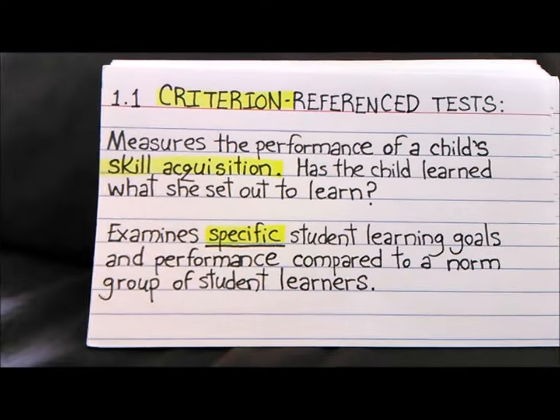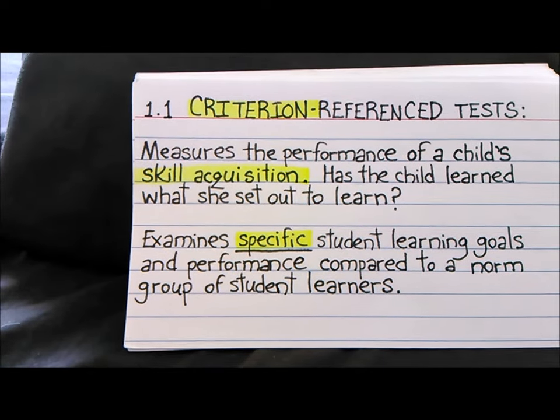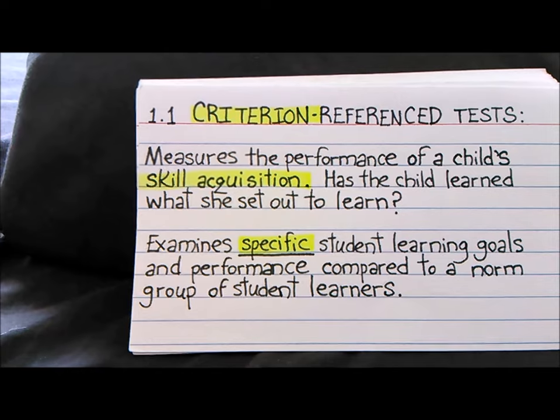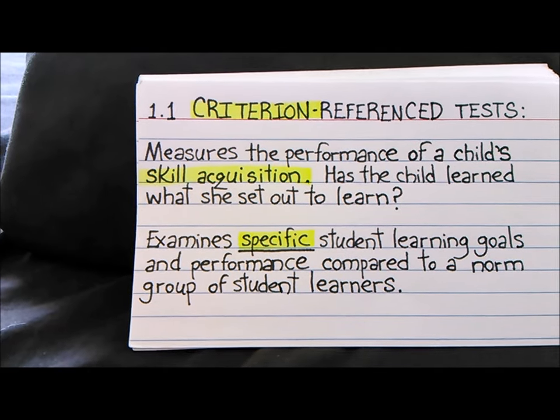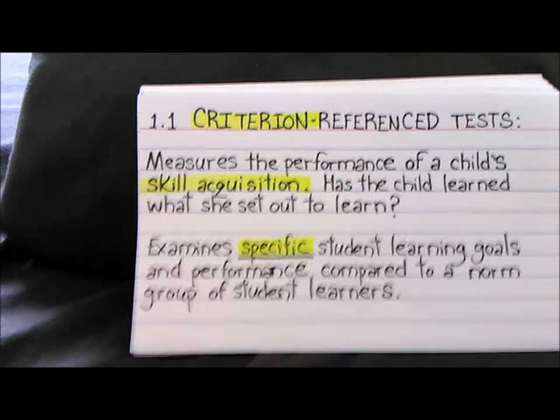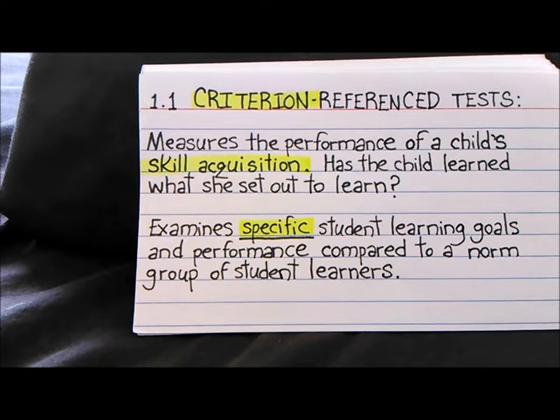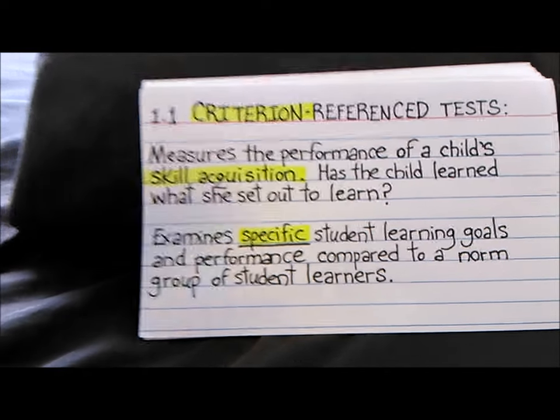Now the criterion-referenced test measures the performance of a child's skill acquisition. Has the child learned what she set out to learn? It examines specific student learning goals, as opposed to performance compared to a norm group of student learners.